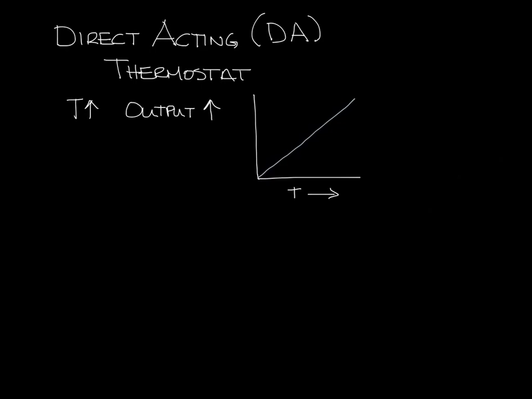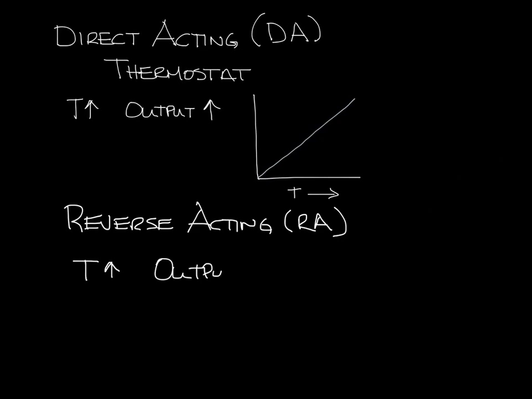In a reverse acting thermostat, when the room temperature increases, the thermostat output decreases. And that looks something like this. Again, temperature rises across the bottom, and the thermostat output is reduced as the temperature rises. Now let's scoot this over for a minute and talk about controllers.